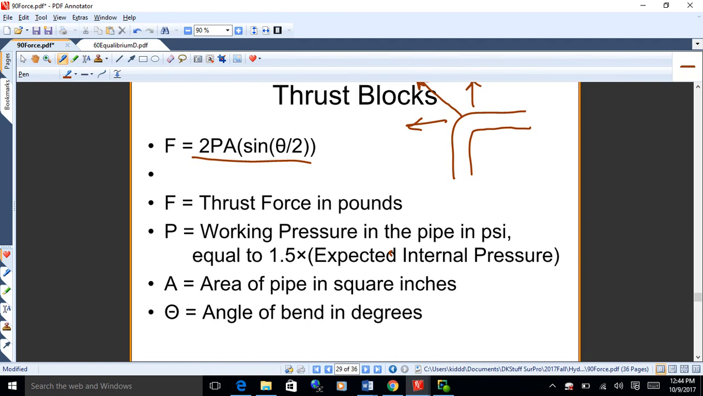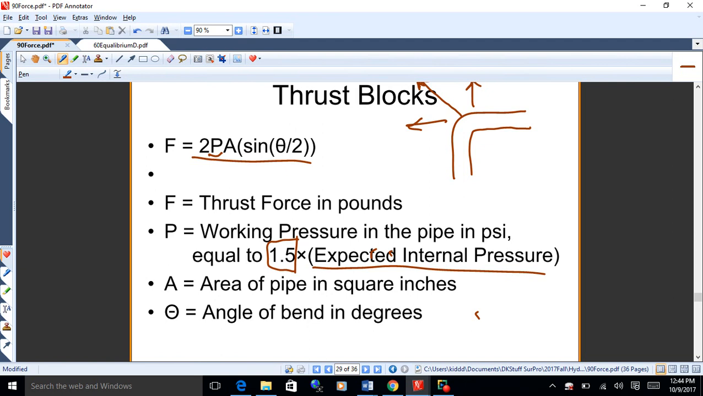So you take the working pressure first. That's a safe pressure. You're over-designing these things because you don't want them to break. You're willing to spend a little extra to over-design and over-build them so they don't. So instead of using the actual pressure that you expect, you multiply it by 1.5, and that gets you what's called the working pressure. That accounts for water hammer and things that could make the pressure jump up a little bit. So that P there, instead of being the normal everyday pressure, is 1.5 times that, just to be safe.